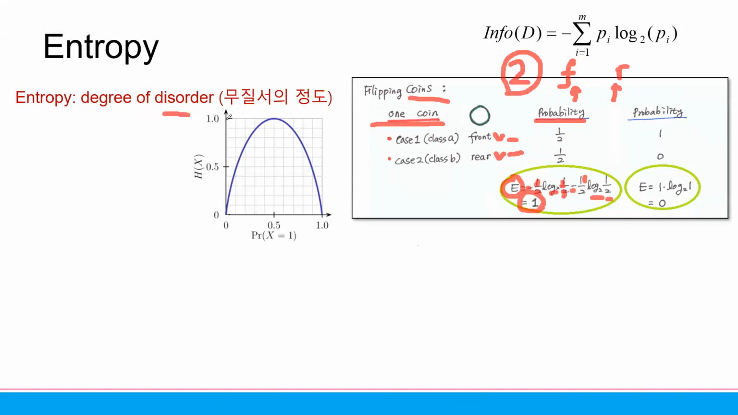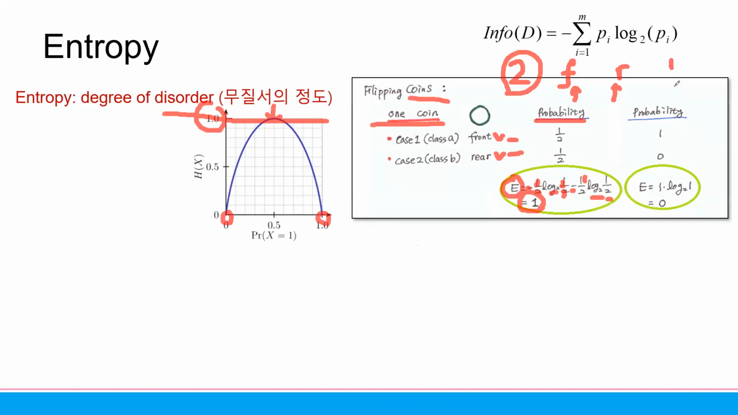When the entropy value is 1, it means this is the top. If it is the top, then we can again classify whether it is 0 or 1.